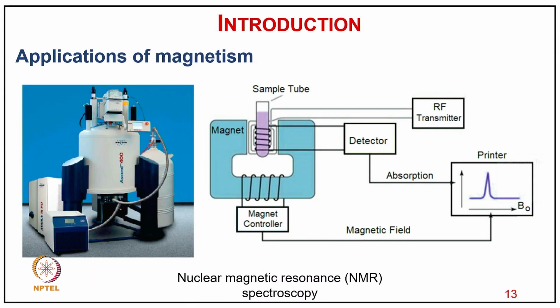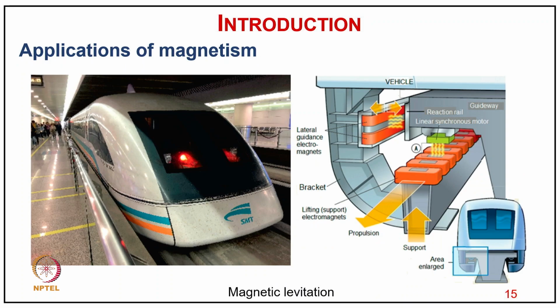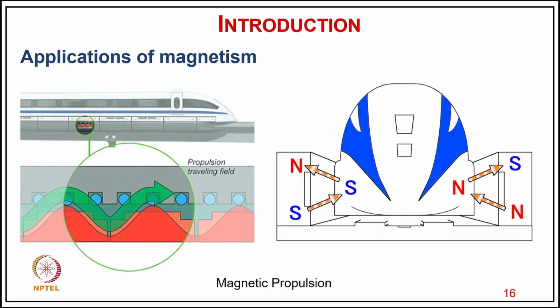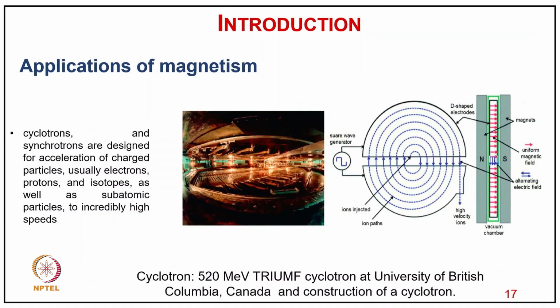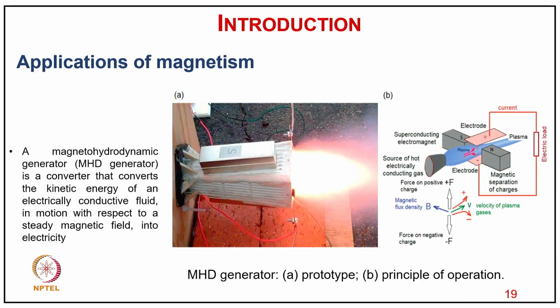then the application of magnetism in nuclear magnetic resonance spectrography, then MRI, magnetic resonance imaging, used for medical scanning, then in the magnetic levitation system used for high speed rail transport, then in magnetic propulsion systems, then in the cyclotron, in torque motor devices, and then in MHD generation, the magnetohydrodynamic generator.